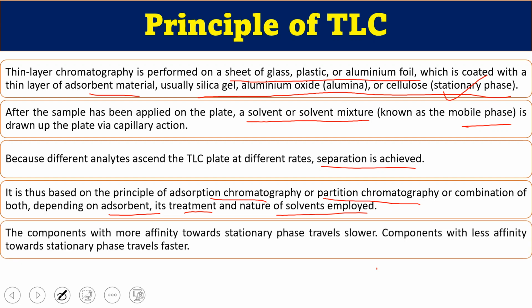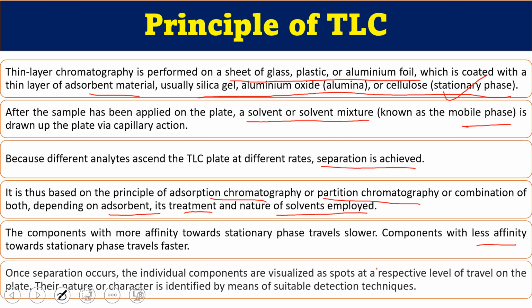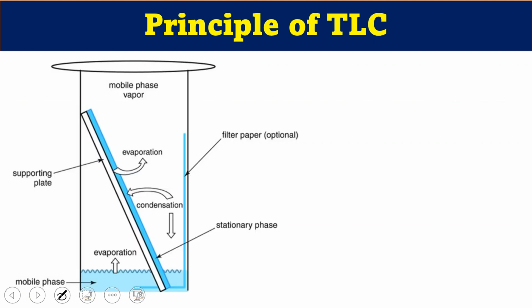The components with more affinity towards the stationary phase, because it has to move on the stationary phase, will get stuck and their movement will be slow, and those compounds which have less affinity move a little bit faster. Once separation takes place, the individual components are visualized as spots at the respective level of travel on the plate. The nature or character is identified by means of suitable detection techniques.